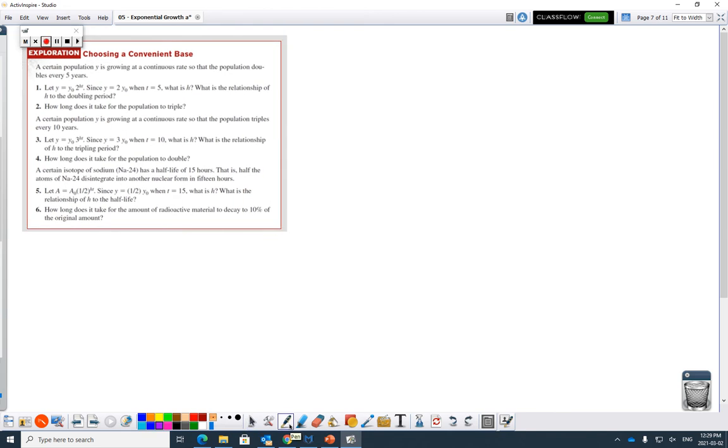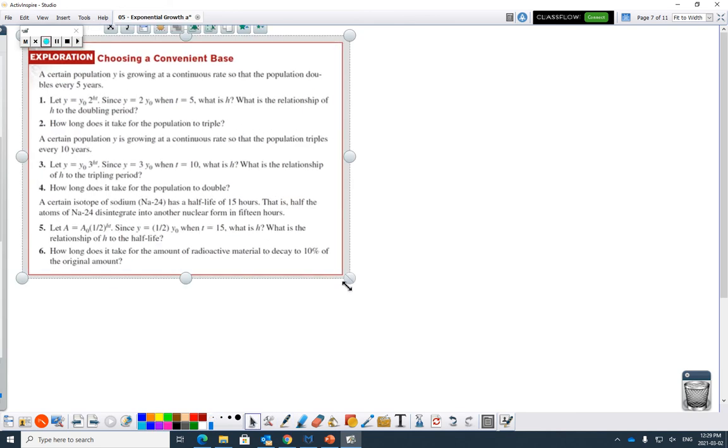Number 3 says, or maybe that's too small for me. There, that'll do. Just going to buy myself an extra little bit of space in this page. 3. Let y equals y naught times 3 to the ht.